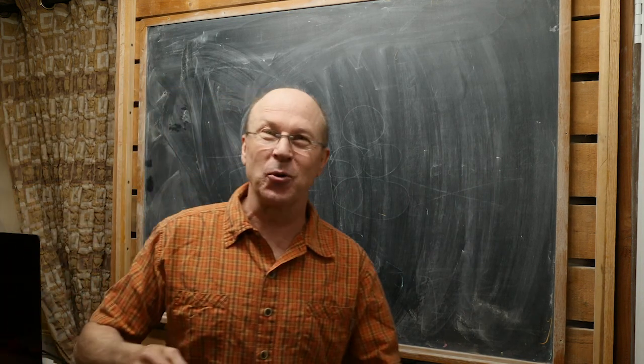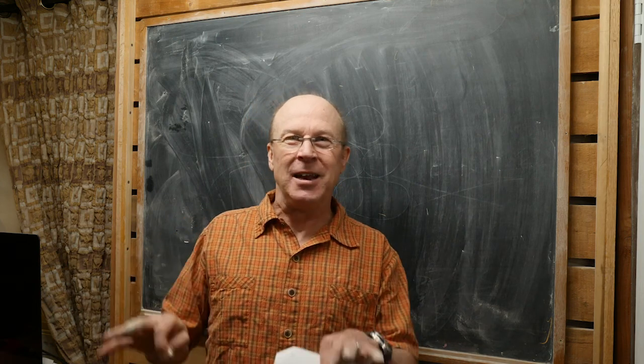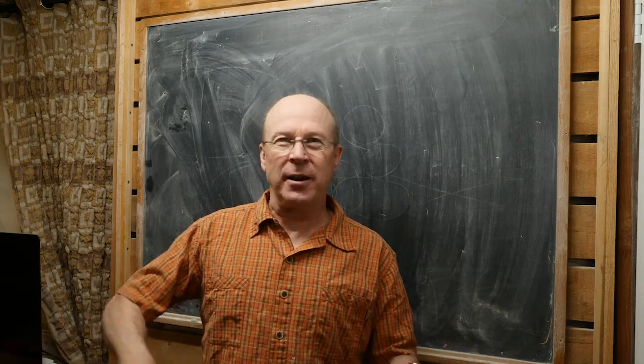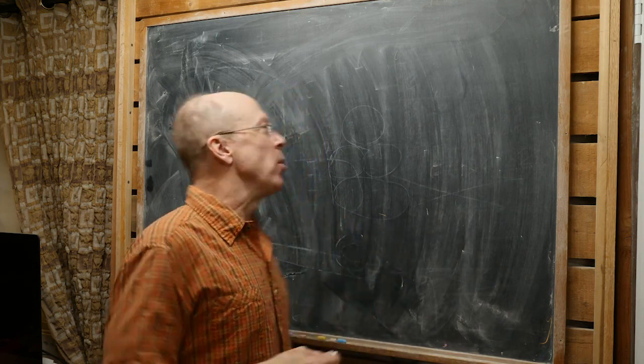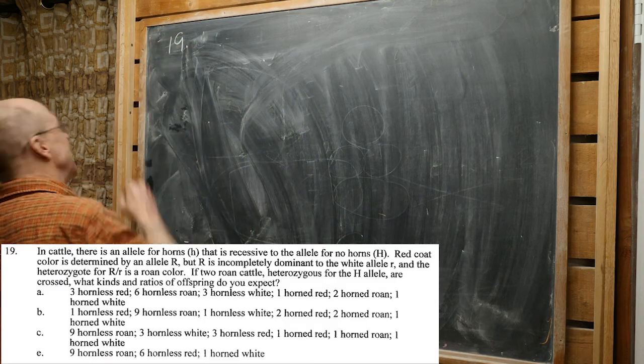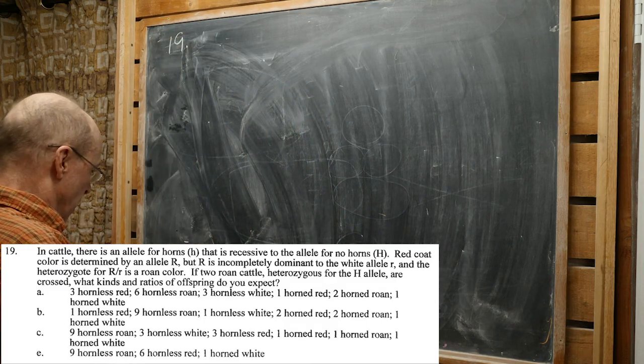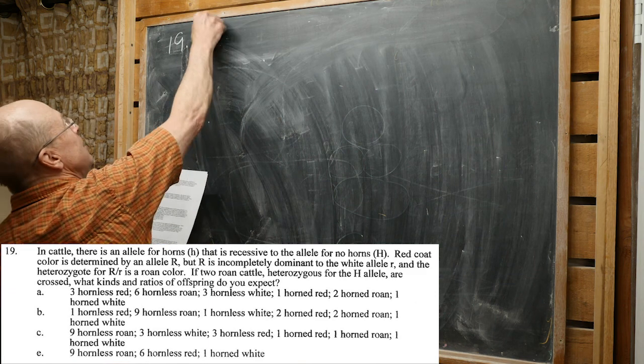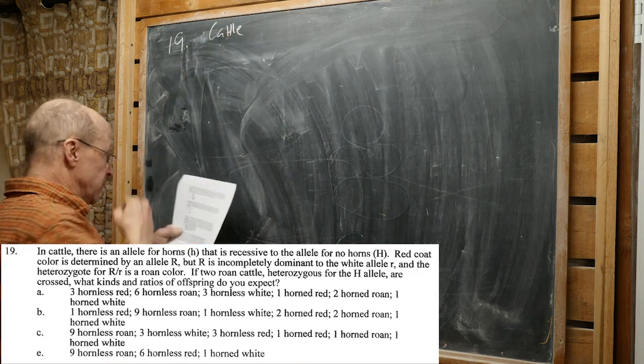Okay, now I told you we're going to step it up. We're going to bring in two different loci, independent of course, on separate chromosomes. We're going to look at number 19, and 19 is a great question. It's talking about cattle. That's going to be our system, and let's read this.